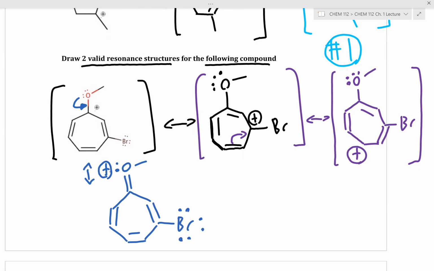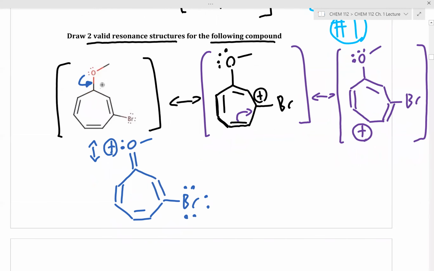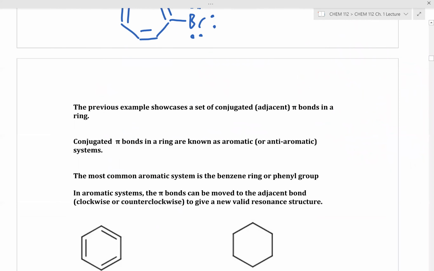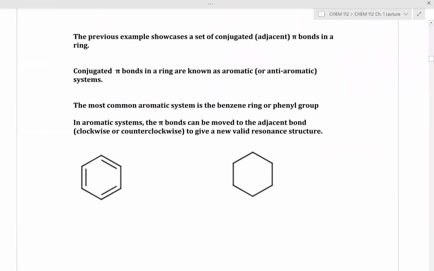Everyone comfortable? I really encourage you to break open your book and practice these, because this is something that you're going to need to have down, because when we get to reaction mechanisms, if you don't have arrow pushing down, it's going to be very confusing. Let's now just wrap up this system with one last discussion.